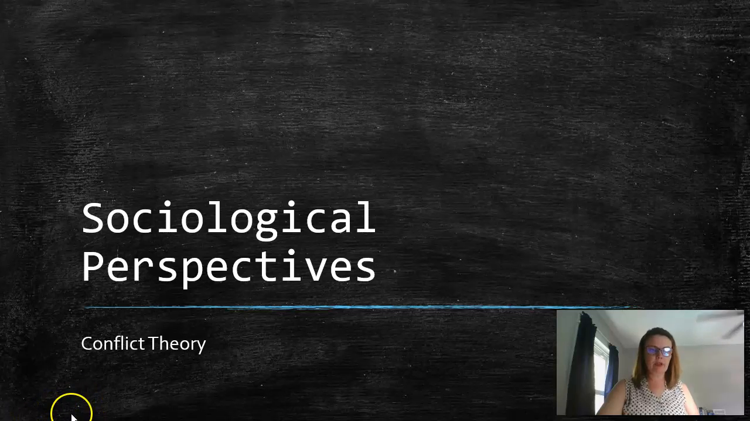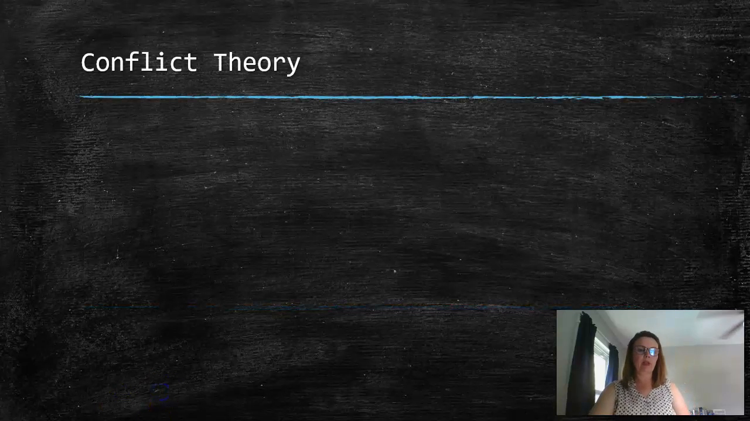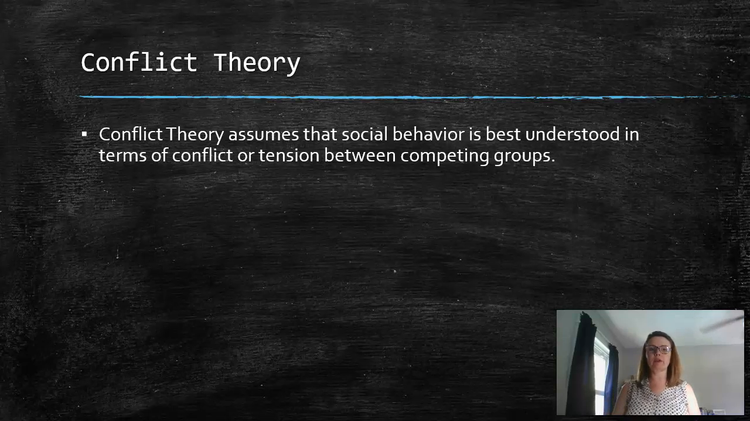The conflict theory sometimes is kind of the flip side of the coin to the functionalist perspective, in the fact that rather than seeing how everything works together, this theory assumes that social behavior is best understood when you look at the conflict or the tension between competing groups. Looking at how groups are fighting to get to resources, how there are underlying tensions, how some groups are being oppressed, how some are the haves versus the have-nots.